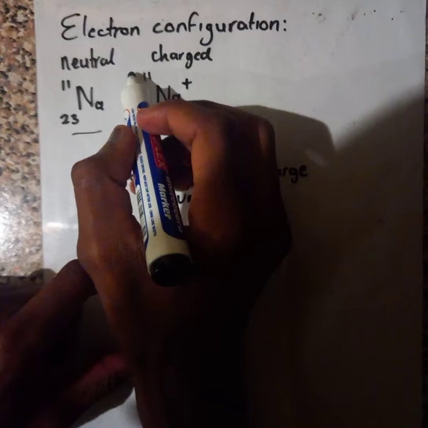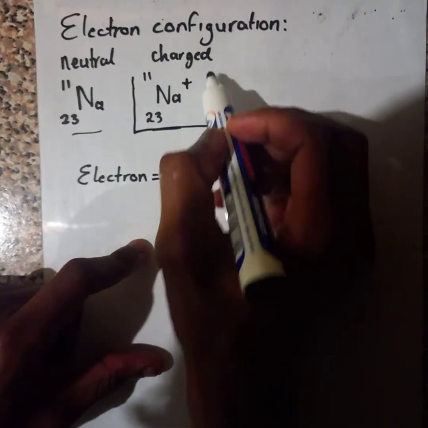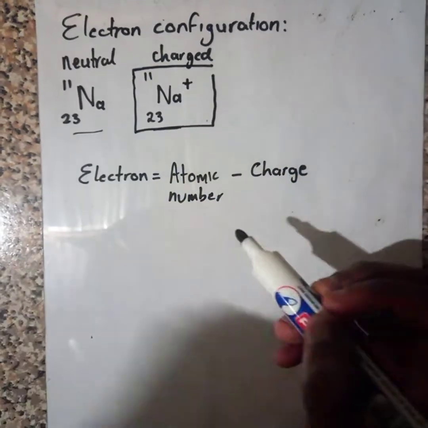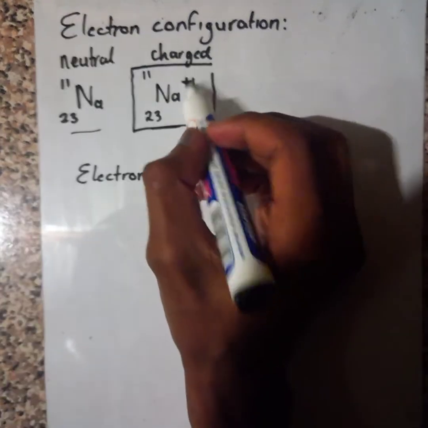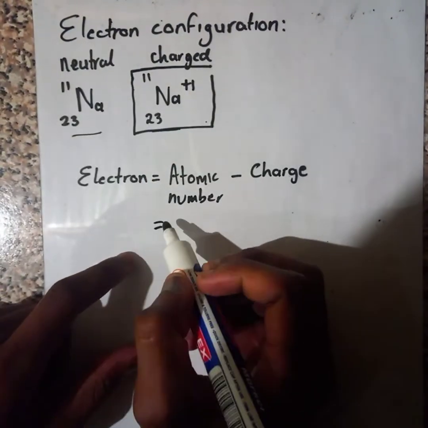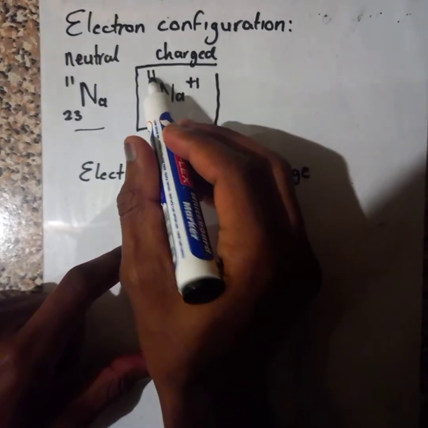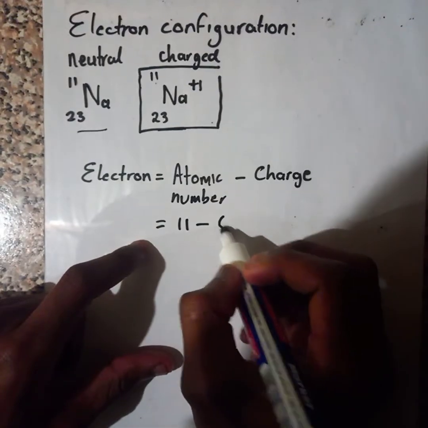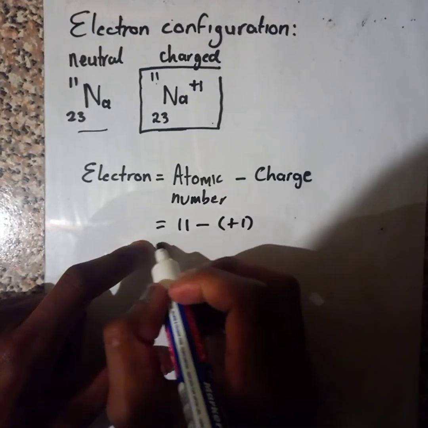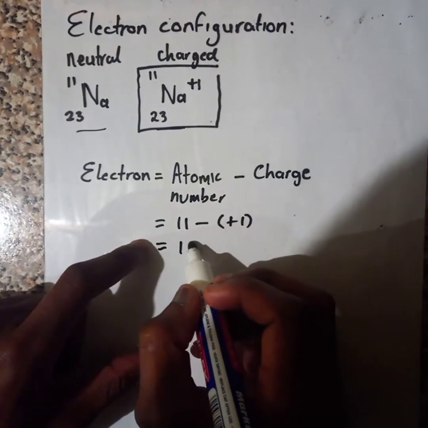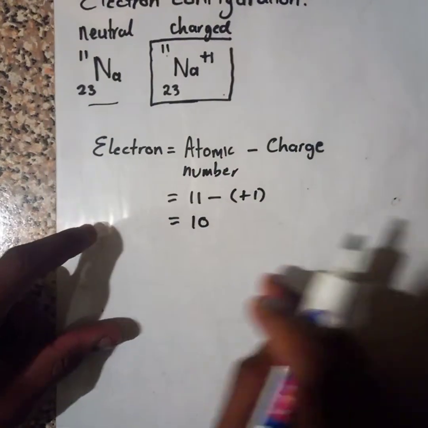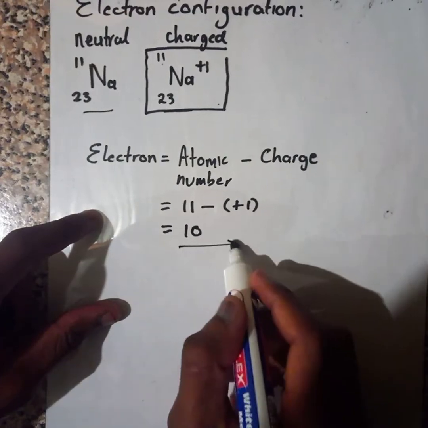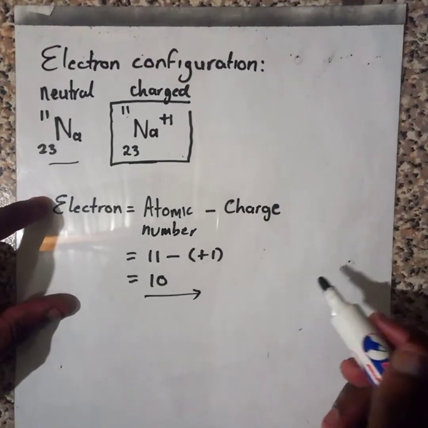We are looking at this one. Now, see, we are looking at this one, not this one. We have +1. Then let's check. We have an atomic number of 11 minus a charge of +1. When we take our calculator and calculate, we get 10. See, this is the number of electrons. We have found our number of electrons.